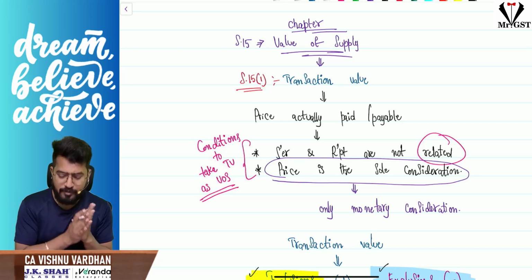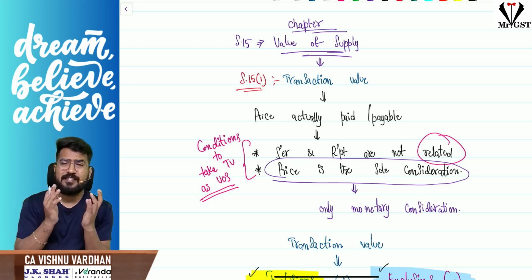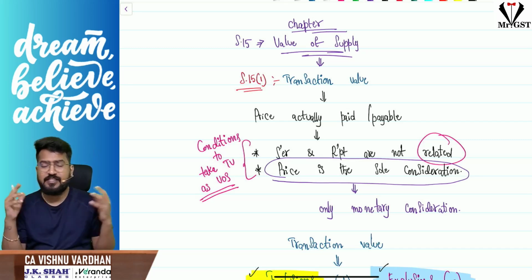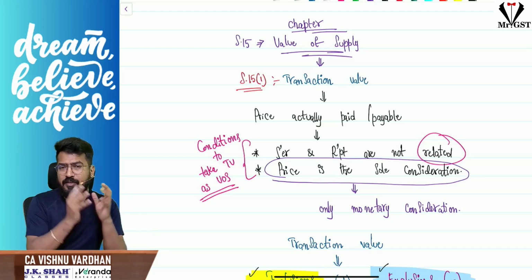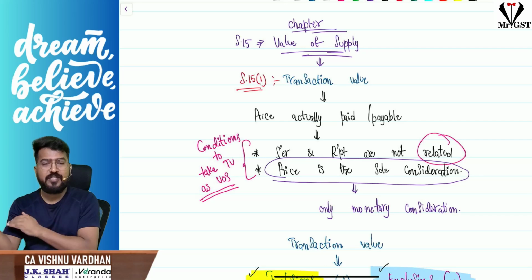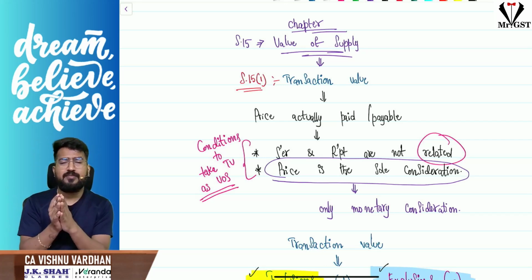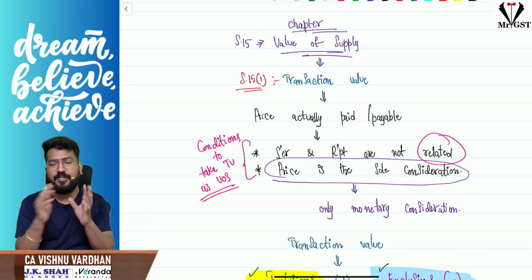In this chapter, value of supply is dealt with in section number 15, and section 15 has 5 subsections: 1, 2, 3, 4 and 5. Subsections 1, 2, 3 mainly talk about value of supply, inclusions and exclusions. Subsection 4 and subsection 5 are purely in CA Final only. In CA Intermediate it is not there. That is the structure of this particular section and chapter in your CA course.